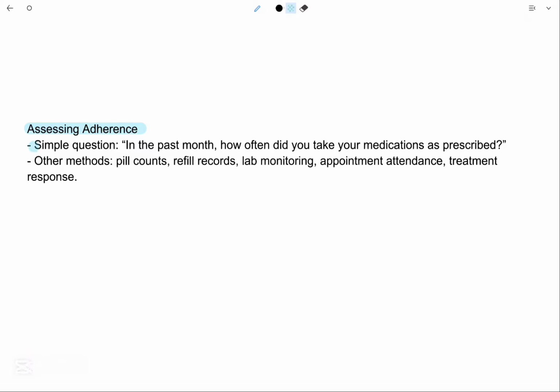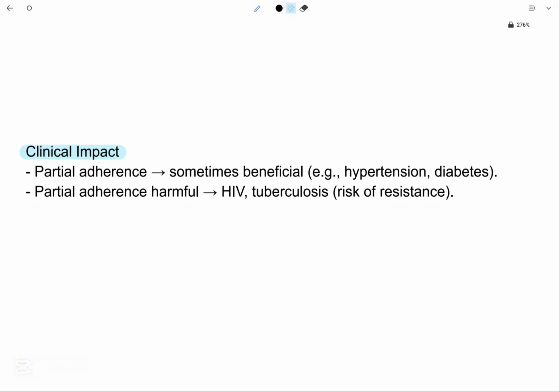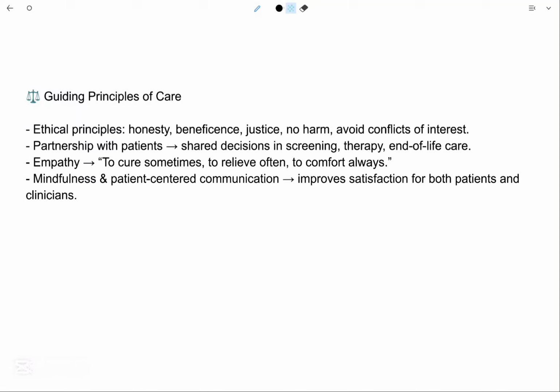Assessing adherence. A simple question: in the past month, how often did you take your medications as prescribed? Other methods: pill counts, refill records, lab monitoring, appointment attendance, treatment response. So these are important for assessing it. Clinical impact. Partial adherence is sometimes beneficial, for example, in hypertension and diabetes. Partial adherence is harmful in HIV and tuberculosis. There is a risk of resistance.